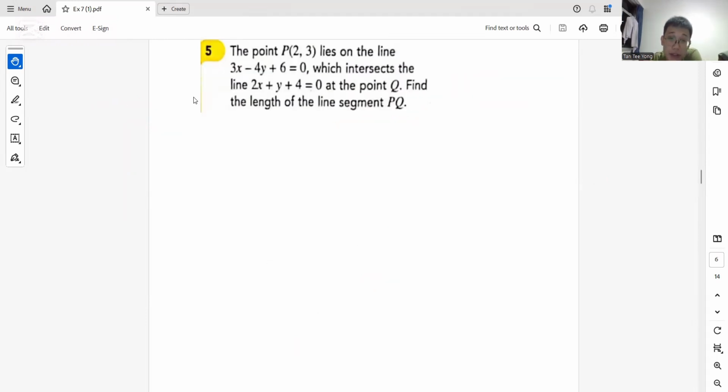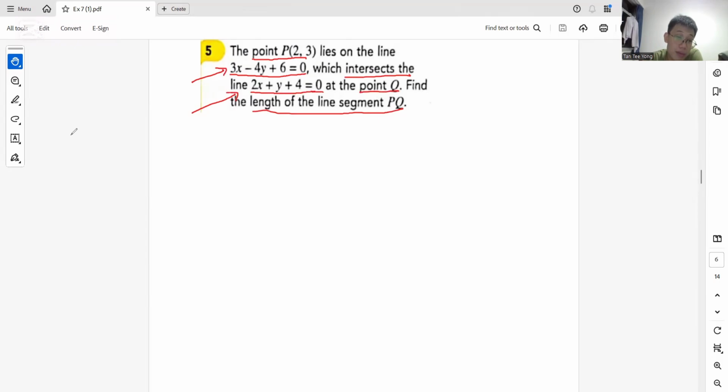Let's run through question 5 together. The point (2, 3) lies on this line, and this line intersects another line, which is 2x plus y plus 4 equals 0, at point Q. Then the question wants us to find the length of line segment PQ. First things first, in order to find the length of line segment PQ, we definitely need to find out the coordinate Q.